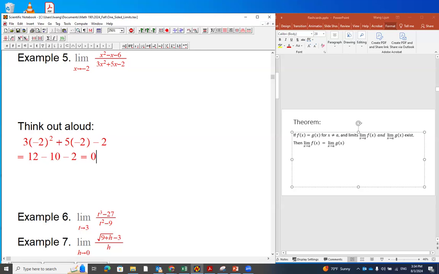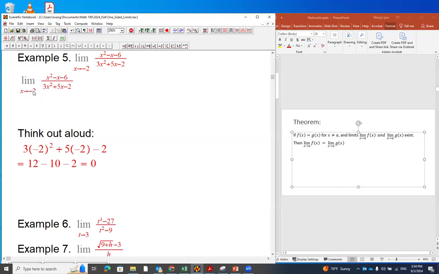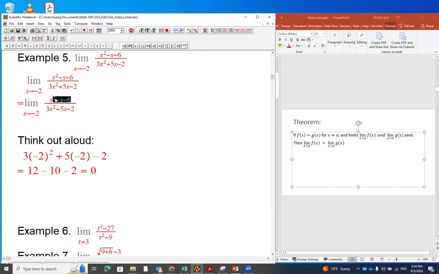We cannot use direct substitution nor quotient at all. We have to resort to try algebraic manipulation. All right, so what do we do? Factor. The top can be factored. And let's see if the bottom can be factored. You may like to pause at this point to see if you know how to factor the bottom.